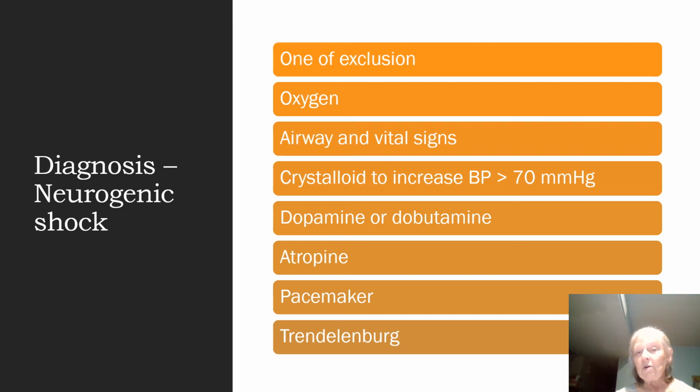Oxygen is something that we're going to give you. We're going to look at your airway, your vital signs, crystalloids to increase your blood pressure. Guess what, guys? We can give you dopamine, dobutamine, and if it's really bad, we can go and get some norepi. That always works too. Atropine, a pacemaker, put you in Trendelenburg, get you some fluid, try to figure out what's going on with it. And like I said, neurogenic shock, sometimes within about 60 days or so, maybe just a little bit longer.